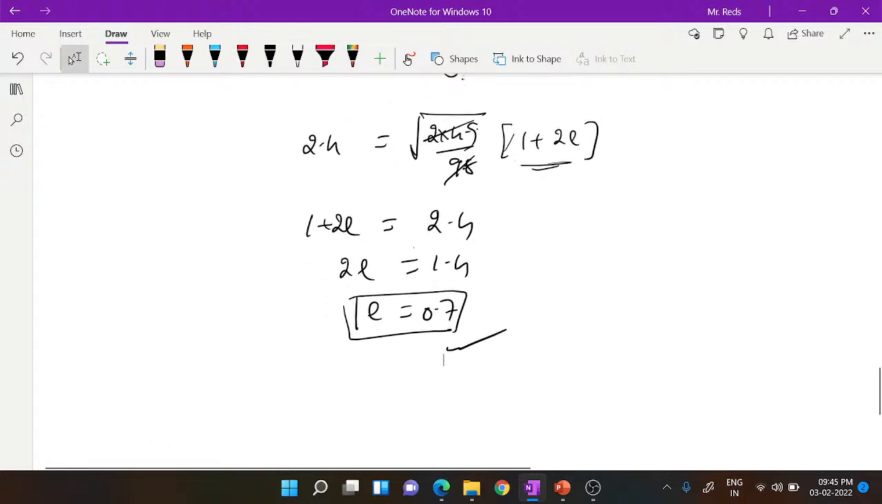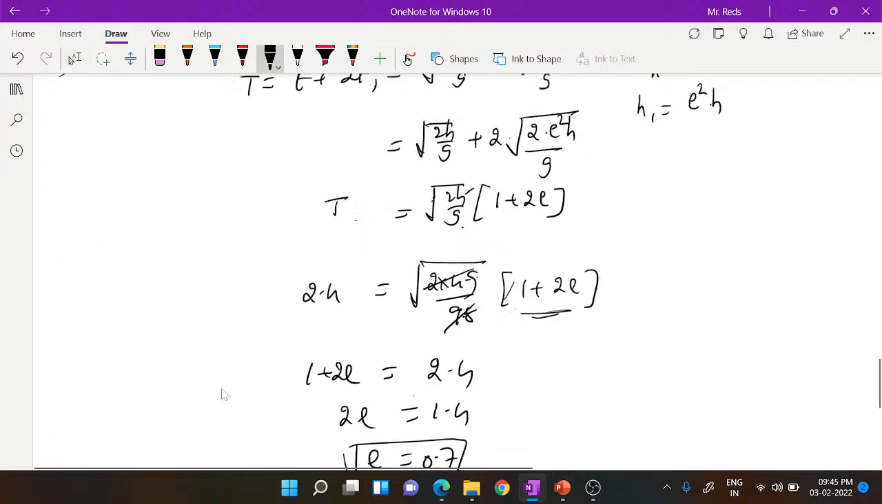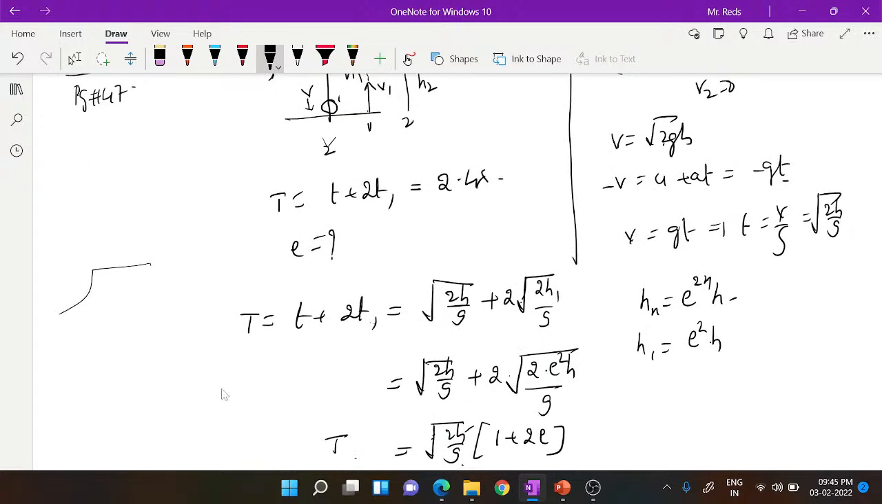You see here, did you remember this? This is a general formula. You have to remember all these relations. The height raised after nth collision is hn is equal to e power 2n into h. Similarly, the velocity after nth collision is e power n into v.